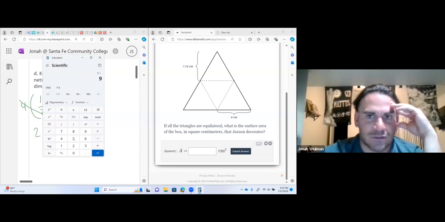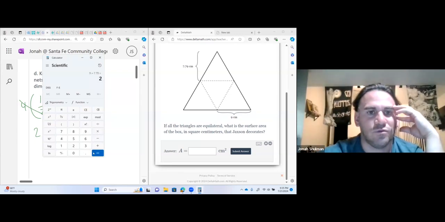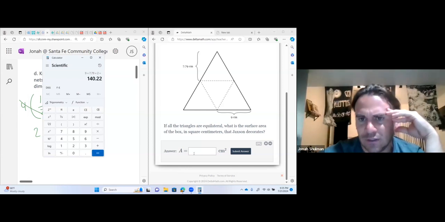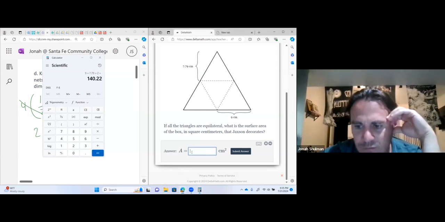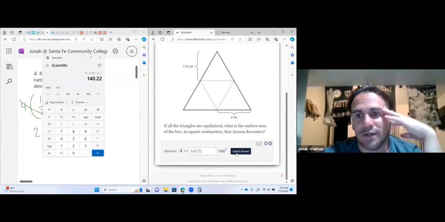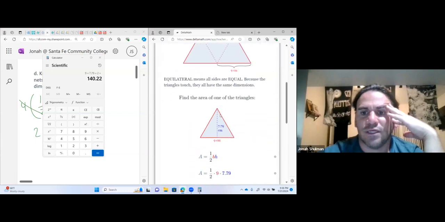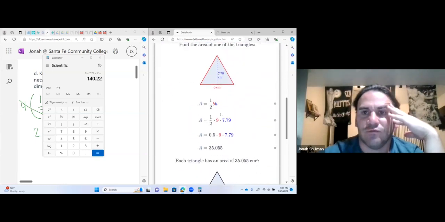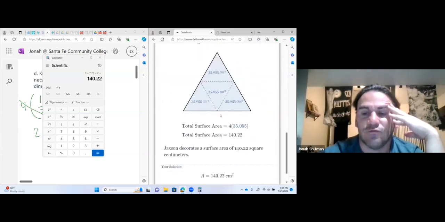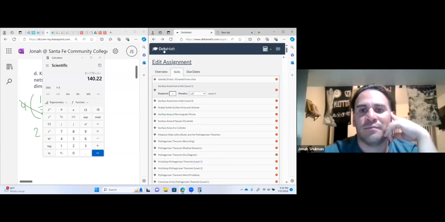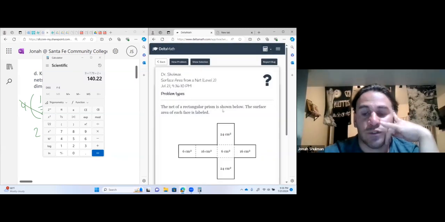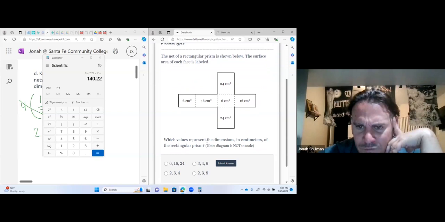9 times 7.79 times 2. 140.22. That's the surface area. Sweet. So we have 1 triangle, and then we got 4 of them. Let's go harder. So which values represent the dimensions?